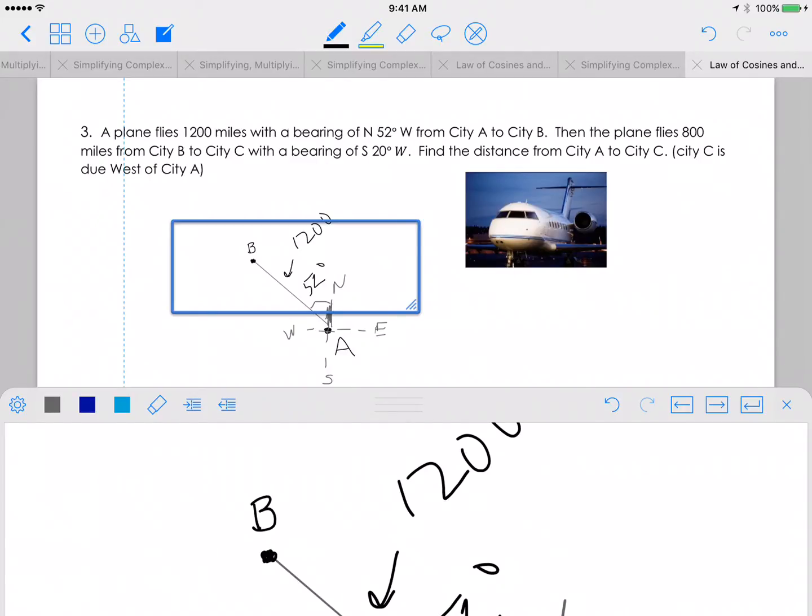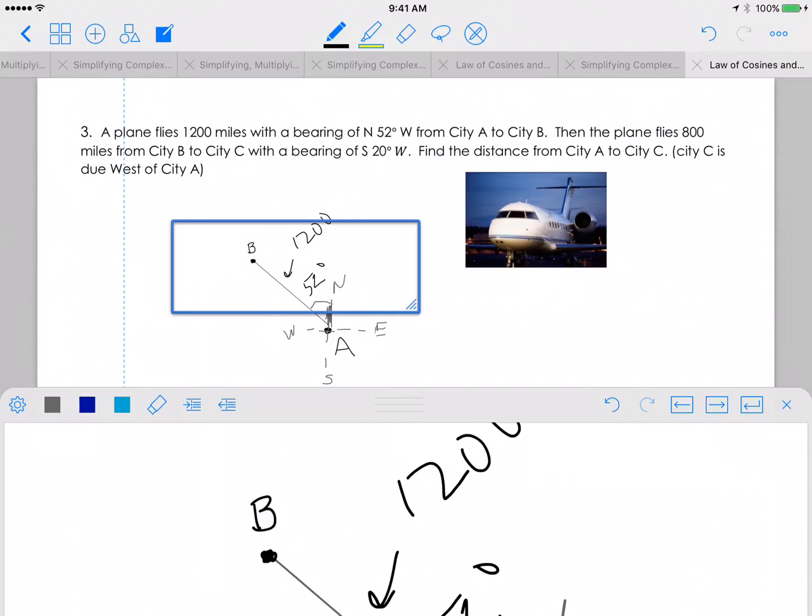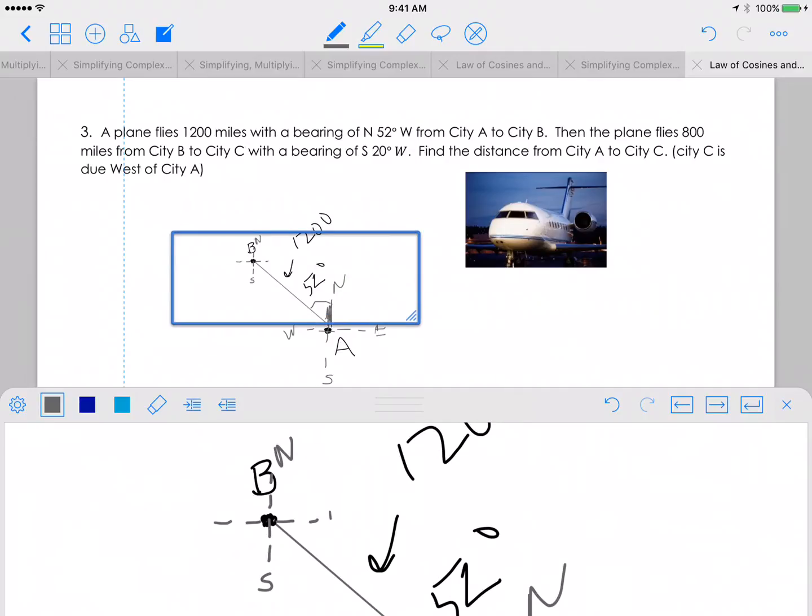Okay, so now at city B, I'm going to do the same thing, because now we're going to turn, and it's going to go from city B to city C with a bearing of south 20 degrees west. So I'm going to make B act like a compass, and you have north, south, east, and west. I'm going to get rid of these after we draw this. But this time we're going to fly south.